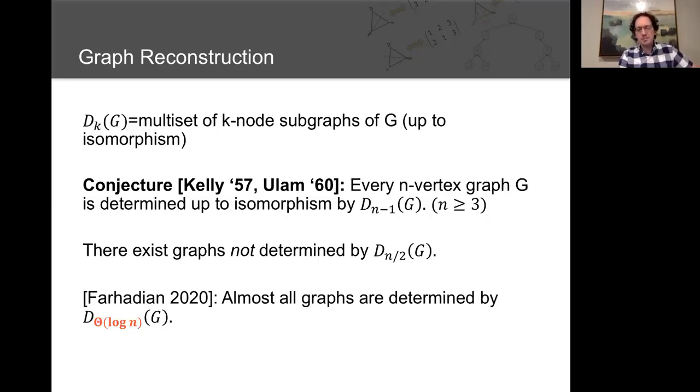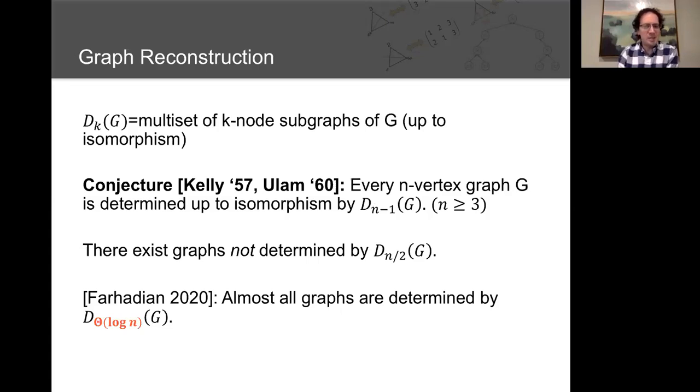And the conjecture, which seems fairly intuitive, is that if I give you D_{n-1} of G, that uniquely determines the graph G. So what is this? This is telling you for every (n-1)-node subgraph, where G itself only has n nodes, I tell you all of those, and I tell you which of those are isomorphic to which other ones, right? So another way to say this is, I start with my graph, I remove one vertex, I take a snapshot, I put the vertex back, I remove the next vertex, I take a snapshot, I put it back. I give you all of those, and the conjecture is that this uniquely determines the graph up to isomorphism.